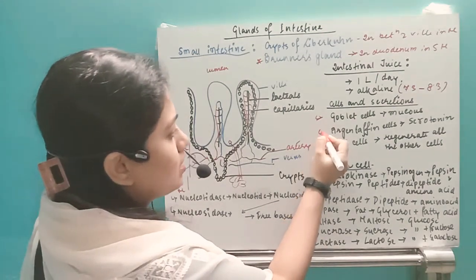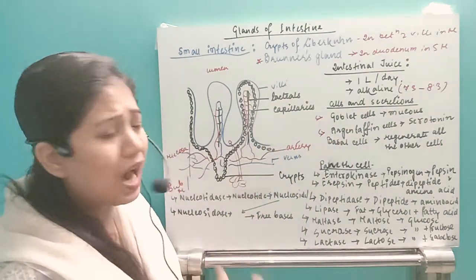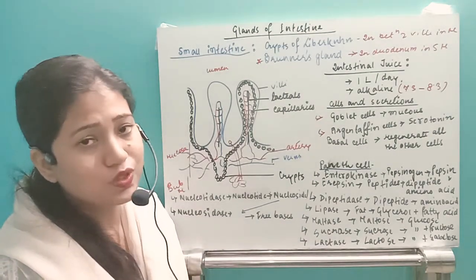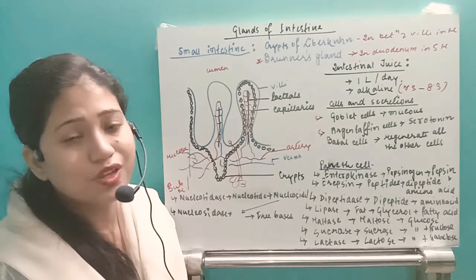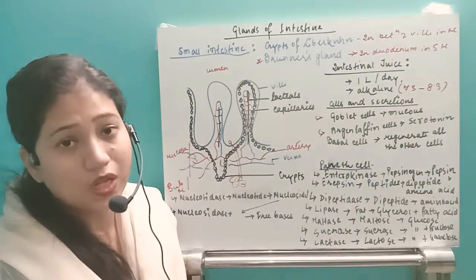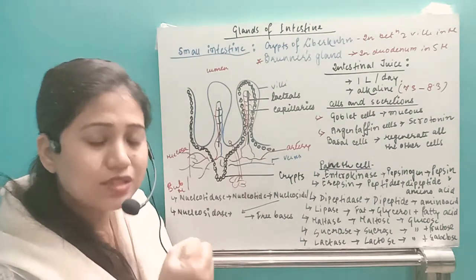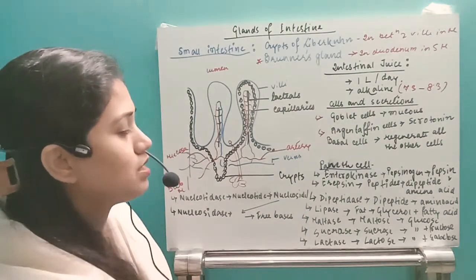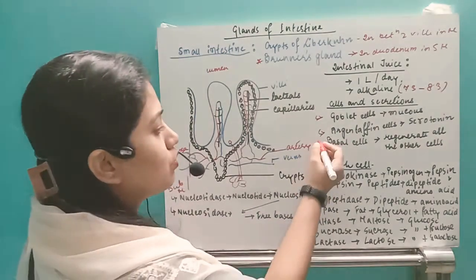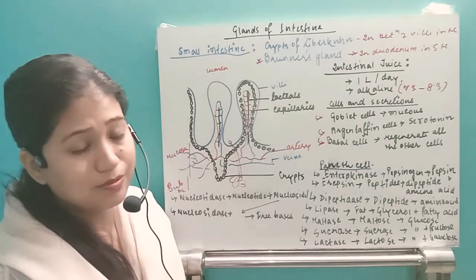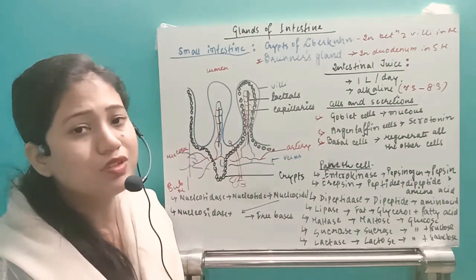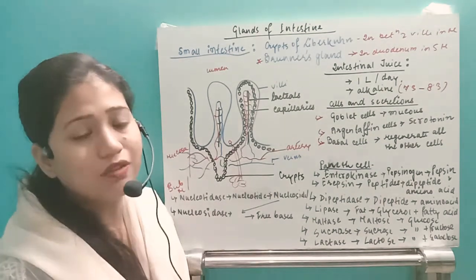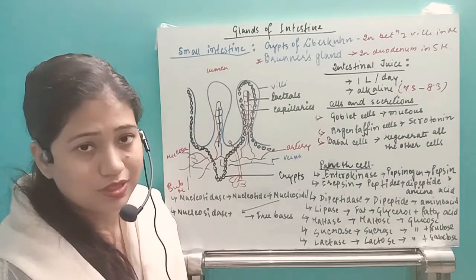Now next one, there is a cell which is the argentaffin cell. I have told you about this argentaffin cell in the stomach region also, which releases serotonin, and we know that the function of serotonin is that it is a vasoconstrictor. So this serotonin will squeeze so that the secretion from the cells can be released. Next one, there is a cell that is also present in the stomach region, called the basal cell or the stem cell, which will regenerate any of the degenerated cells. So if any of the cells have degenerated, then the basal cell will regenerate those cells once again.